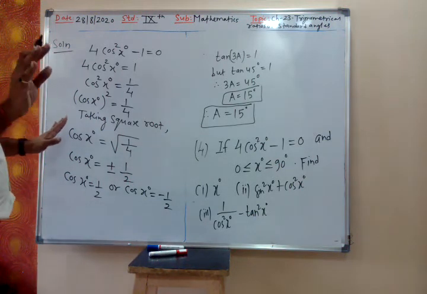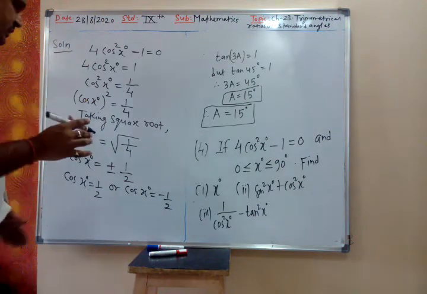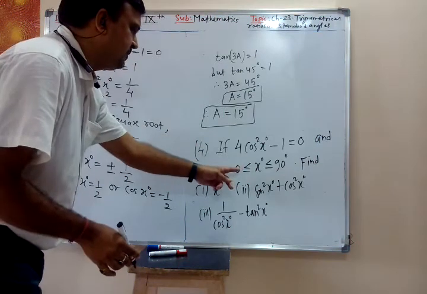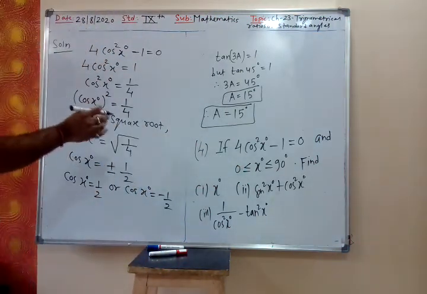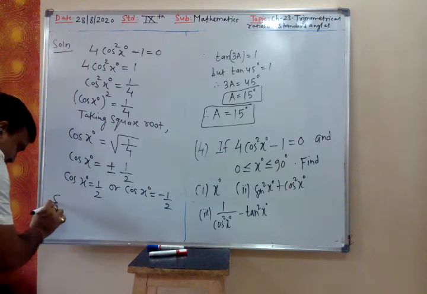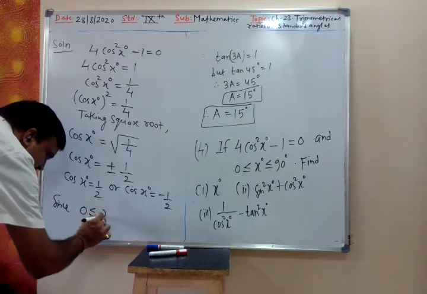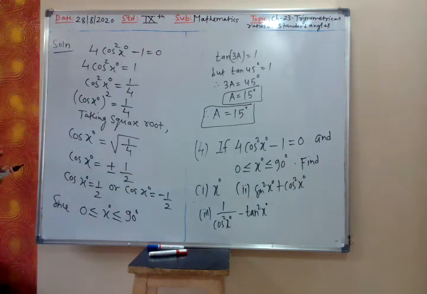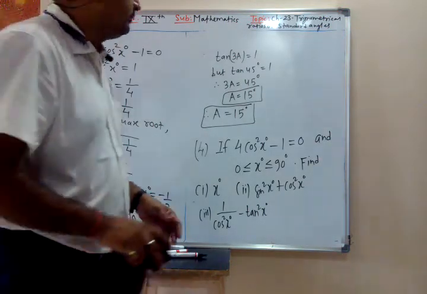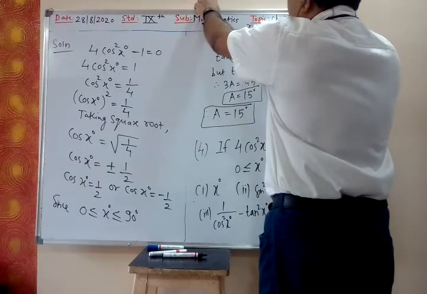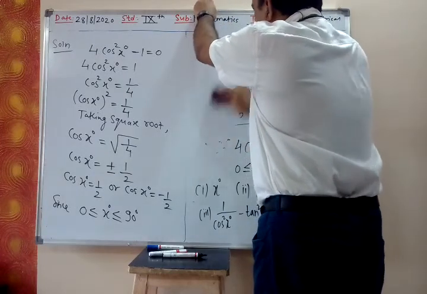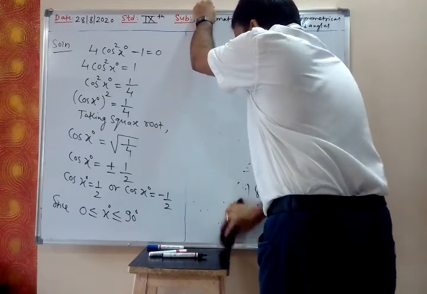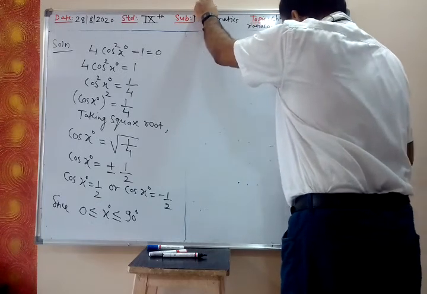But where is x degree? X degree lies between 0 and 90 degree, no? Since x degree lies between 0 and 90 degree, this minus value is not possible. Cos x degree will not be minus half. Just remember, 0 and 90 degree means the angle lies in the first quadrant.